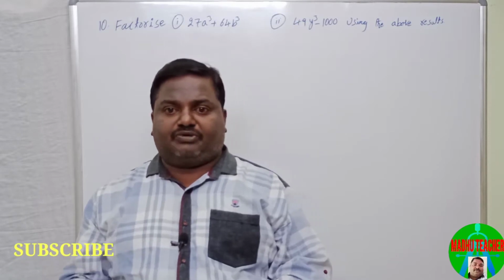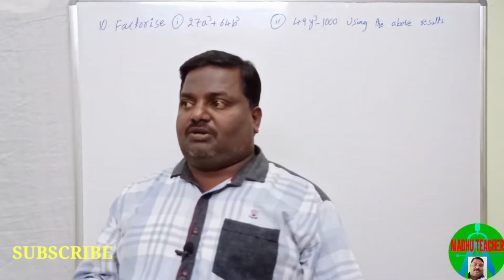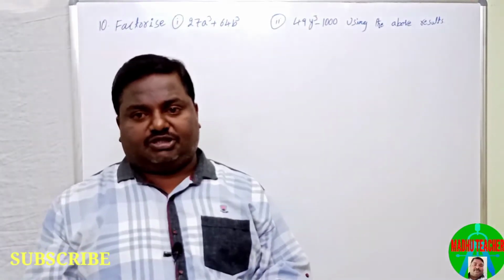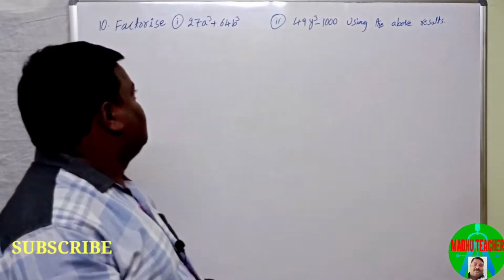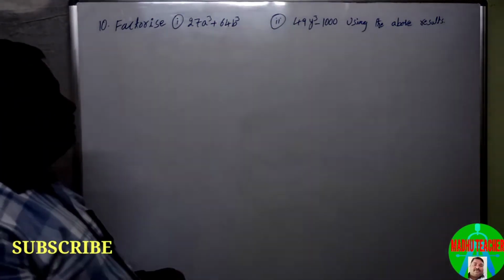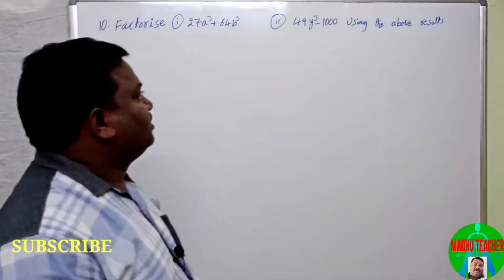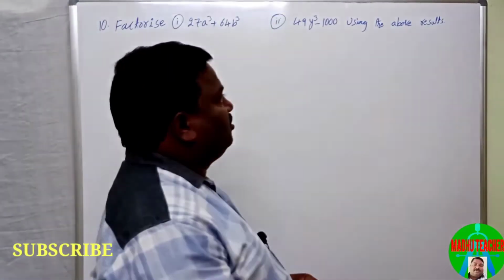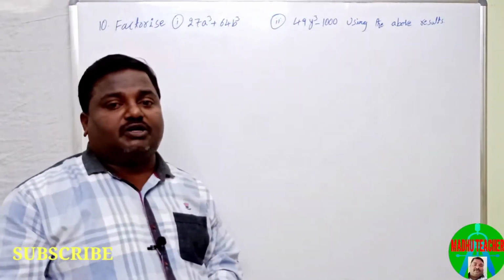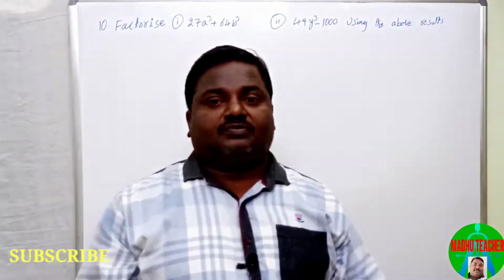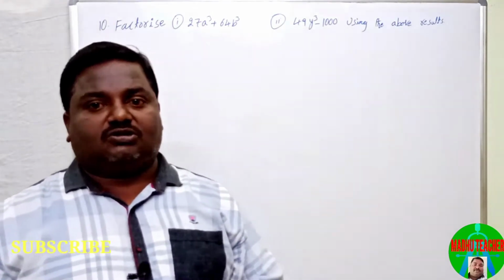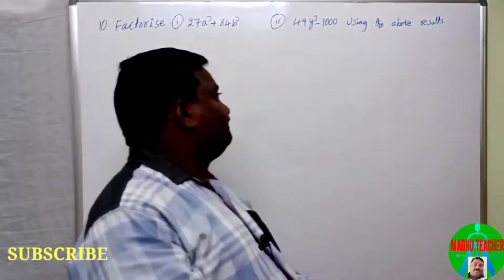Hi everybody. Today we are going to solve from 10th problem. So already we did up to 9th problem. Now we are starting from 10th problem. The 10th problem is factorize 27a cube plus 64b cube. And second one is 49y cube minus 1000 using the above results. The above result is what we did in 9th problem. So by using that result, we have to solve it.